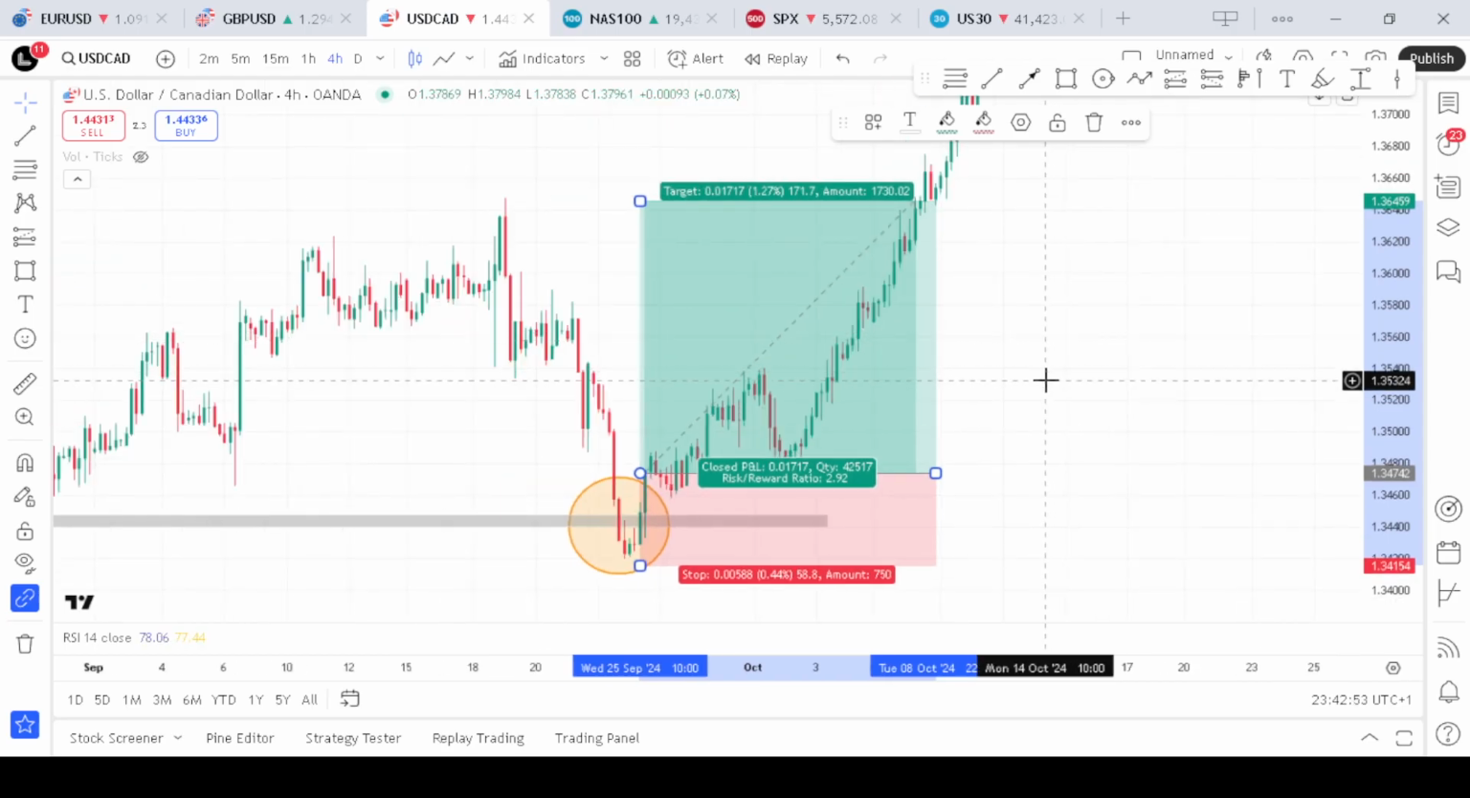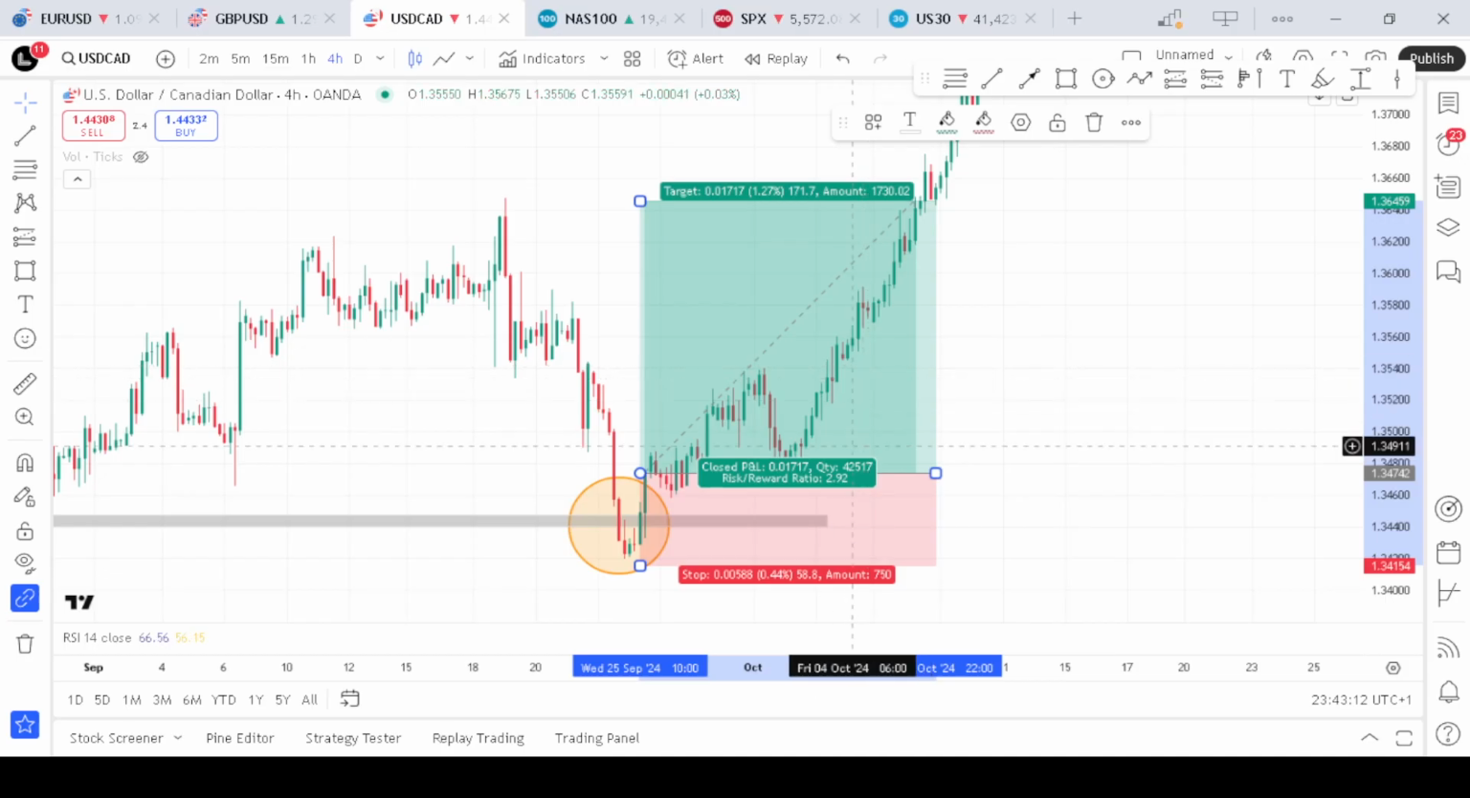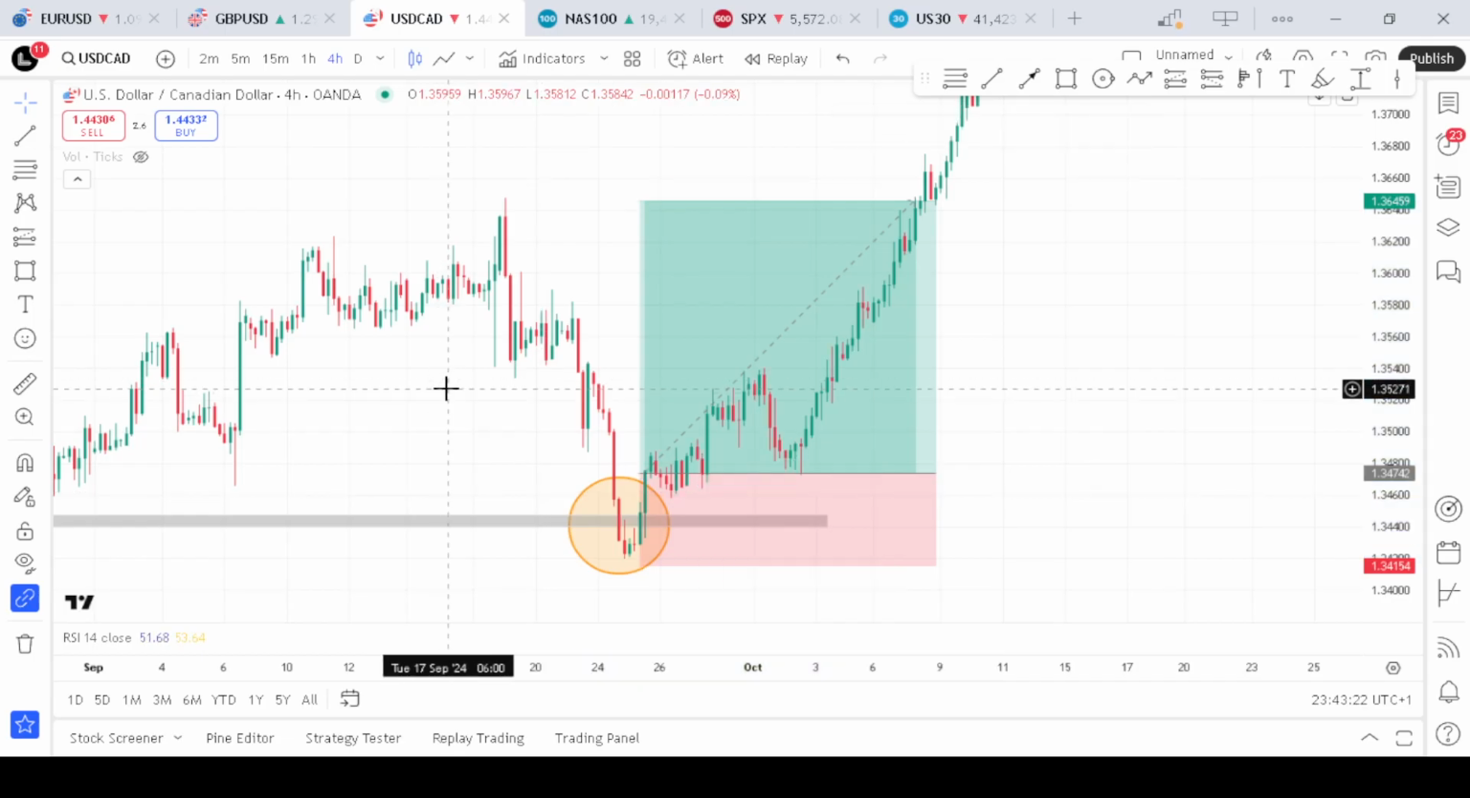Let's not forget that position sizing should be based on your risk tolerance. Never risk more than 1 to 2% of your trading account on a single trade. Always calculate your position size based on the distance to your stop loss area. Remember, not every pattern will result in a profitable trade. The key is consistency in applying these rules across all your trades.